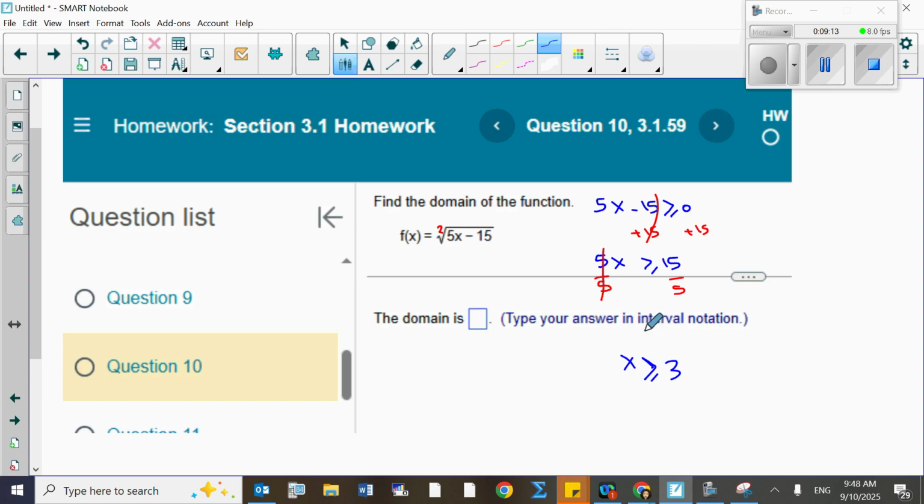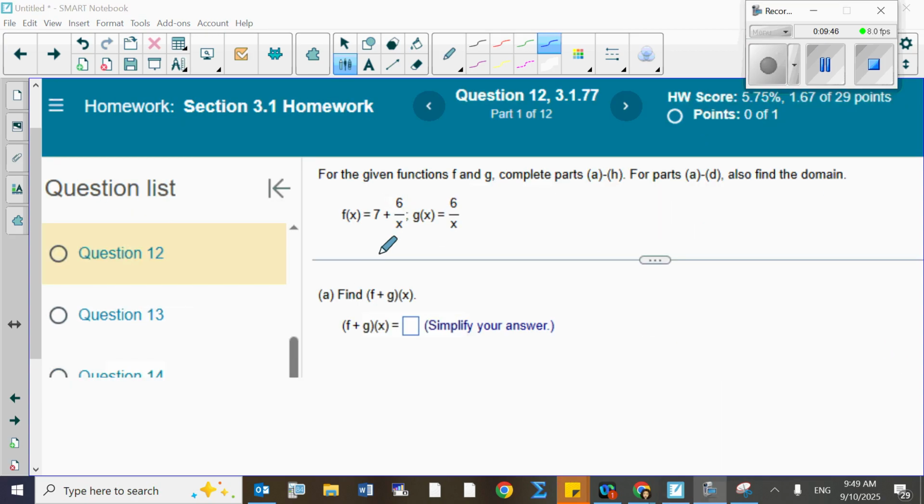Now, how do I write that as interval notation? On the number line, if I show this number, this is 0, this is 3. So the domain is this number and everything after that. So I can write 3, and I put a bracket behind that because there's a closed circle, because I have greater than or equal, to infinity, and a parenthesis here because it's going to continue forever to the right side.